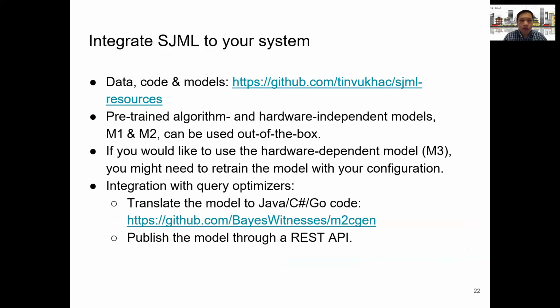I hope this presentation is convincing enough for you to think about integrating SJML in your current spatial data system. It should be very simple and smooth for you. We share the data, code, and pre-trained models on GitHub. The pre-trained algorithms and hardware-independent models like M1 and M2 can be used out of the box. If you would like to use the hardware-dependent model M3, you might need to retrain the model with your configurations.